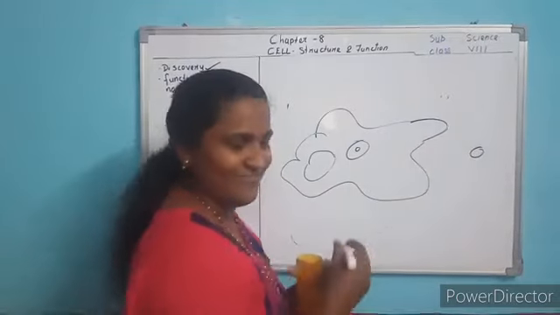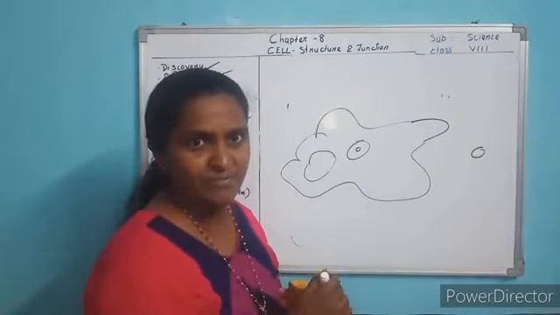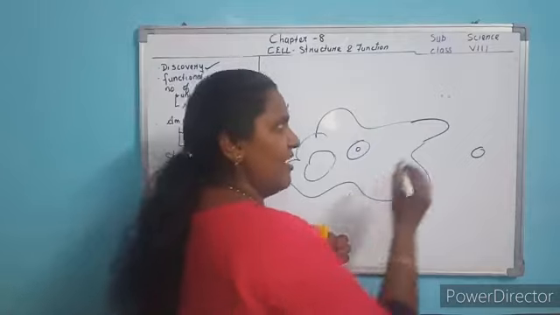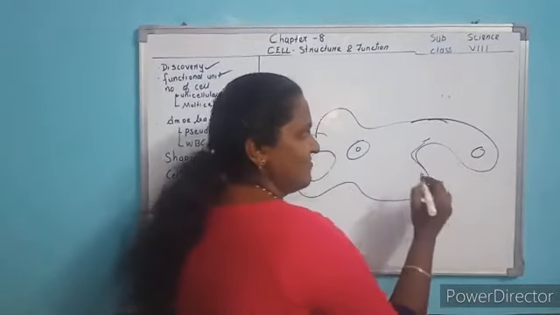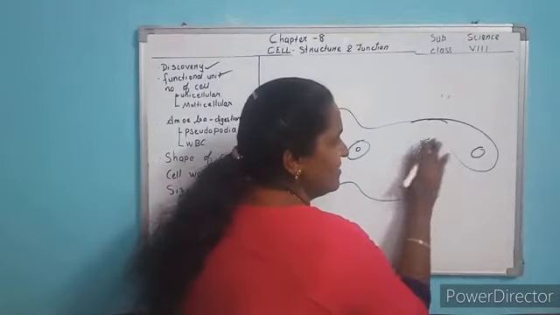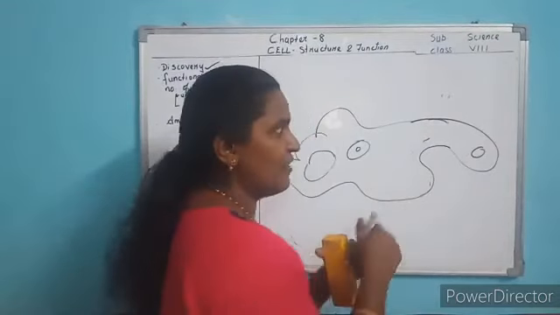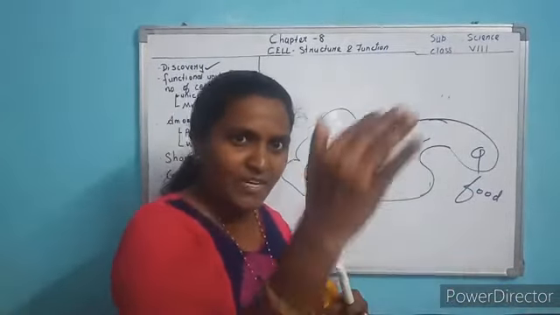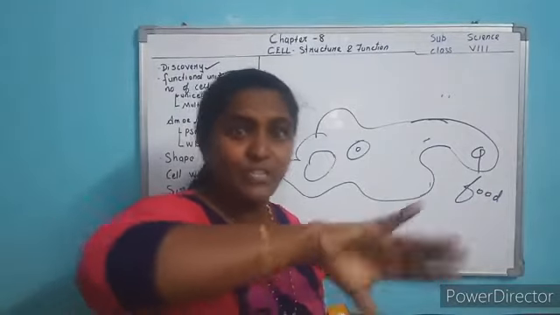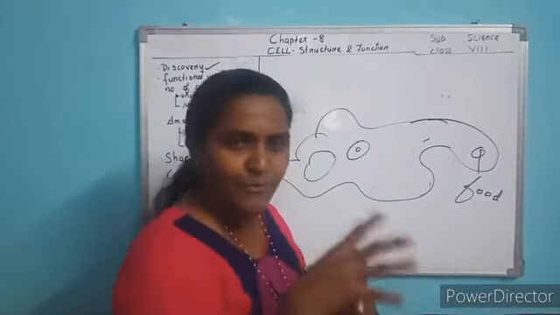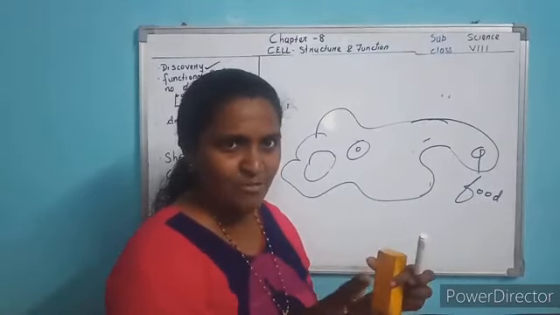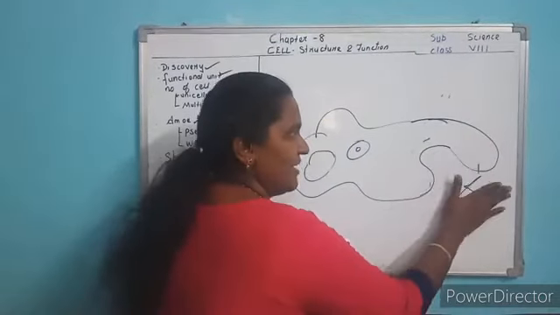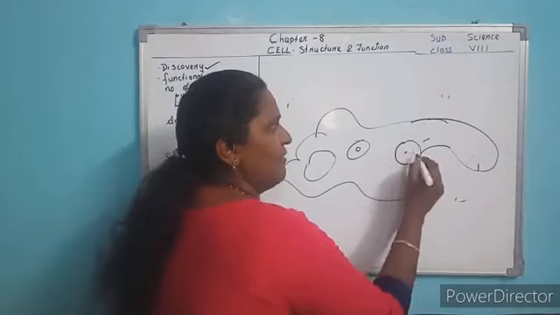If they find food in the environment, they project a part. This is a finger-like projection. They project the part and surround the food. The projected part surrounds the food. If they find any food from outside, they surround the food and bring it inside. Slowly they bring it inside and form a food vacuole.